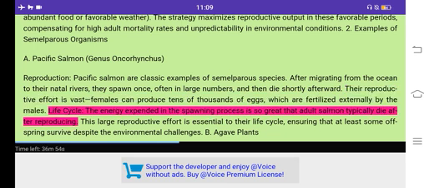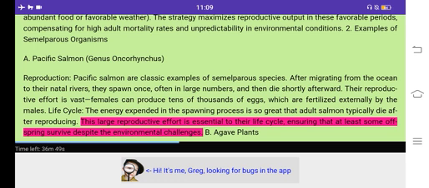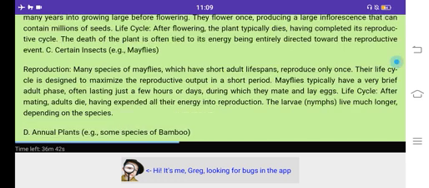Life cycle. The energy expended in the spawning process is so great that adult salmon typically die after reproducing. This large reproductive effort is essential to their life cycle, ensuring that at least some offspring survive despite the environmental challenges. B. Agave plants. Reproduction. Many species of agave, including Agave americana, exhibit semelparity.